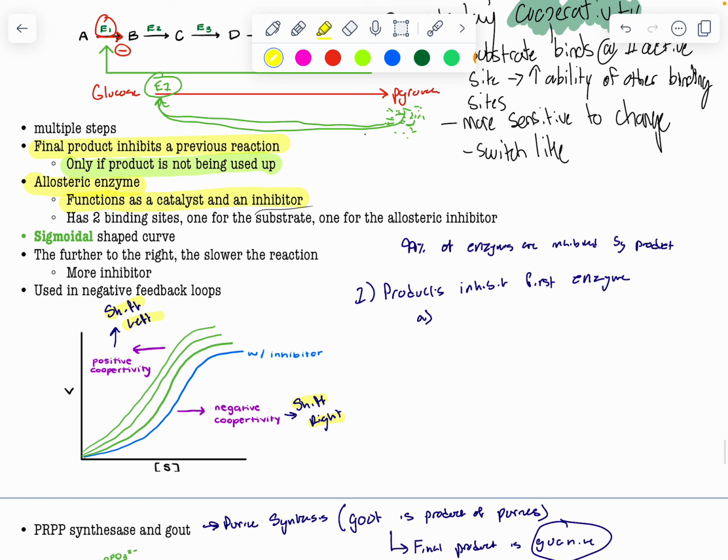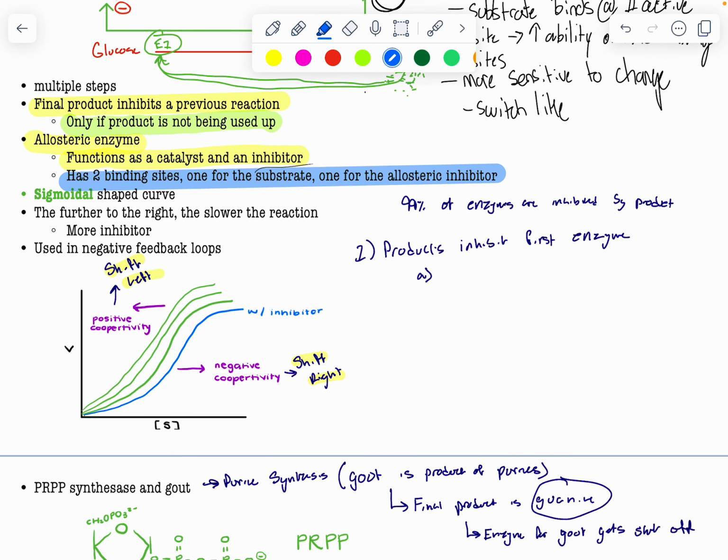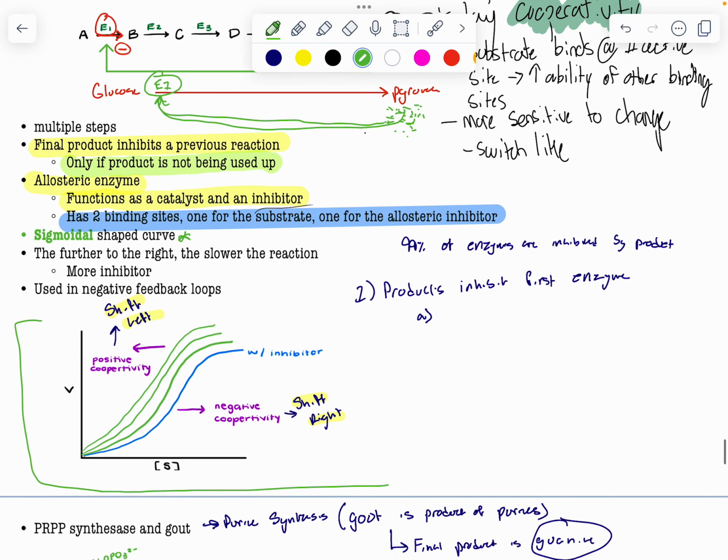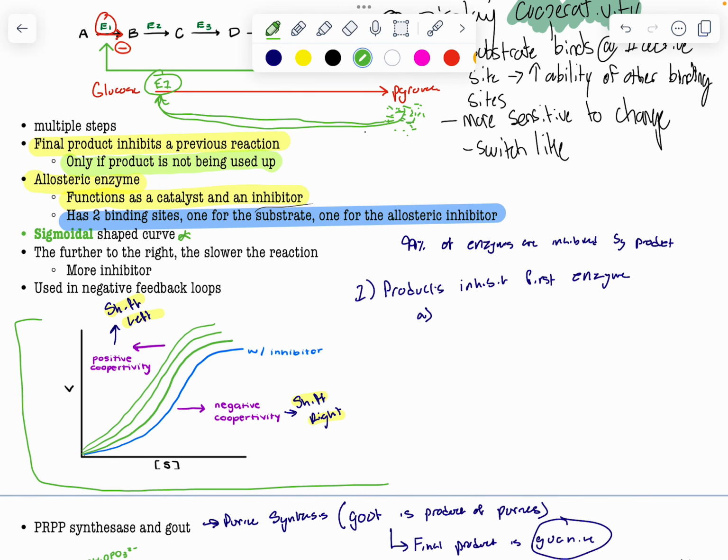It has two binding sites, one for the substrate and one for the allosteric inhibitor. And lastly, I want you guys to pay attention to the sigmoid curve. Sigmoid curve should be a spark word for allosteric enzymes. Allosteric binding sites, whatever. You see allosteric inhibition, you are thinking sigmoid shaped curve.